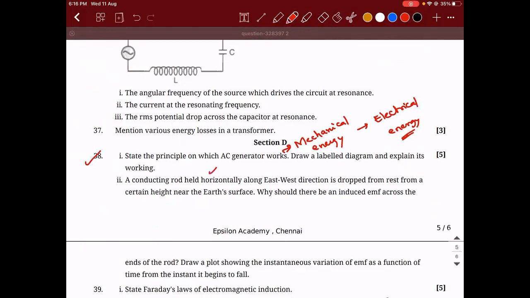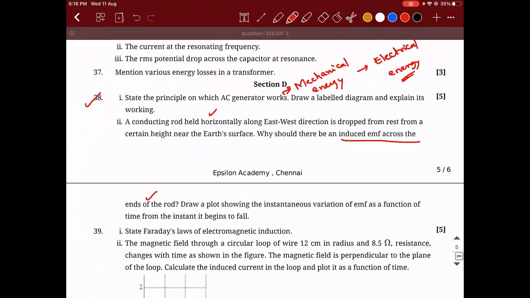A conducting rod held stationary along the east-west direction is dropped from rest from a certain height near the Earth's surface. Why should there be an induced EMF across the ends of the rod? Answer: it is because of the change of flux, and that we call motional EMF. Yes. Okay.